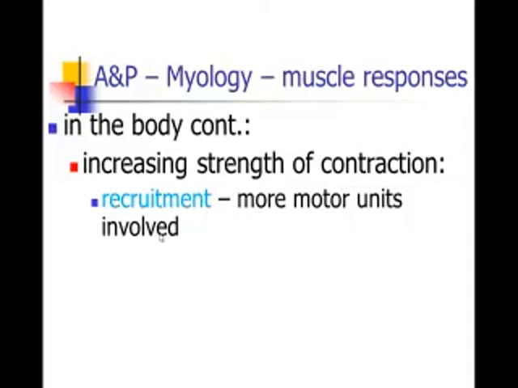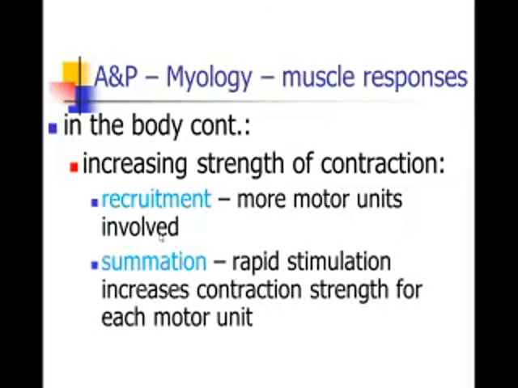Well, one of the things that we can use to increase the strength of contraction is called recruitment. And in recruitment, more motor units get involved. The more motor units get involved, the stronger the contraction. Another way of increasing contraction strength is through summation.